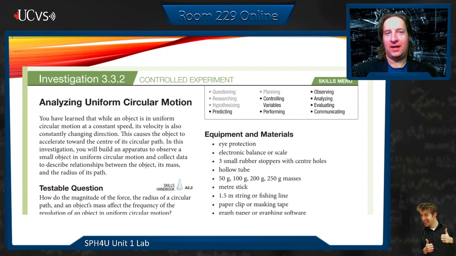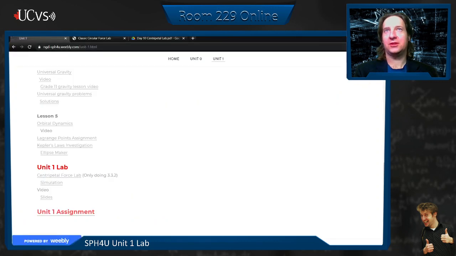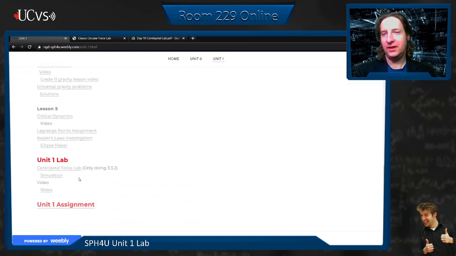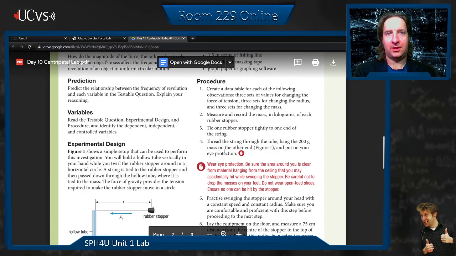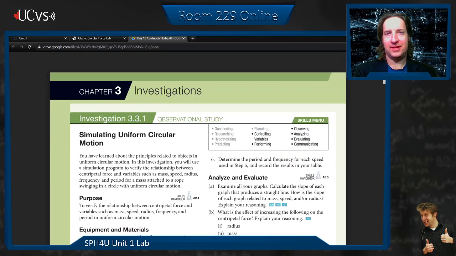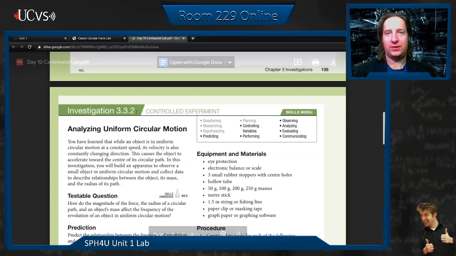So you hopefully have found the lab sheets. I'm just going to switch over to Chrome here. So this is our website, right? This is lesson unit 1, and at the bottom this is the lab. So if you click on the lab sheet, it'll bring up our lab sheet. And now I couldn't find a way to get rid of this part of the investigation. So we're only doing 3.3.2. Okay, so we're doing this.